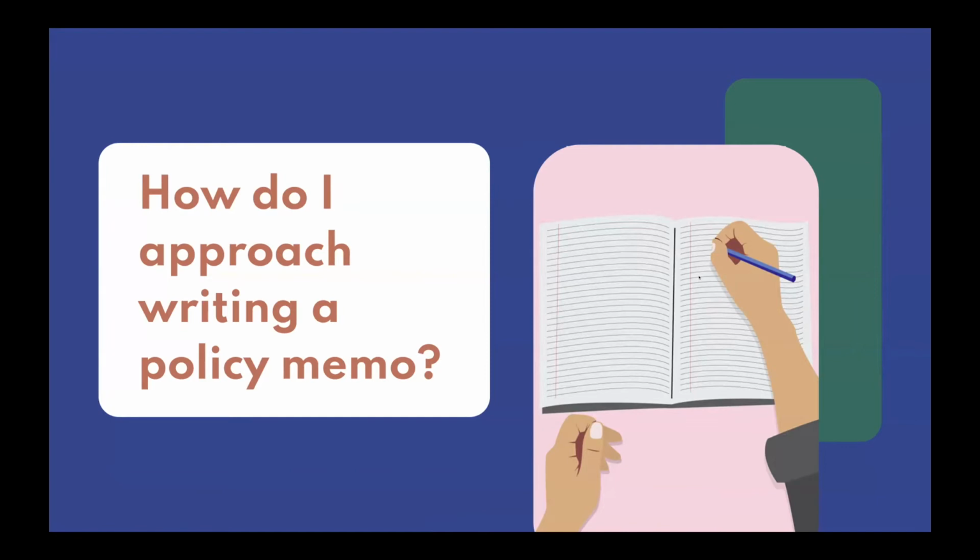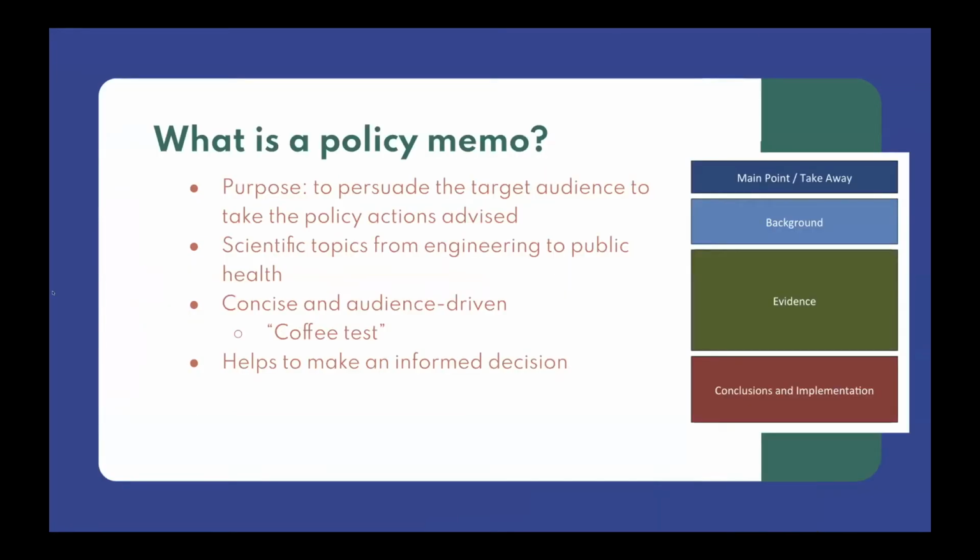Okay, so hi, I'm Hayden again. So now that Stefan told you about why scientists should write policy memos, let's get into how you approach writing a policy memo and what a policy memo is. So what is a policy memo? The purpose of a policy memo is to persuade the target audience to take the policy actions advised.